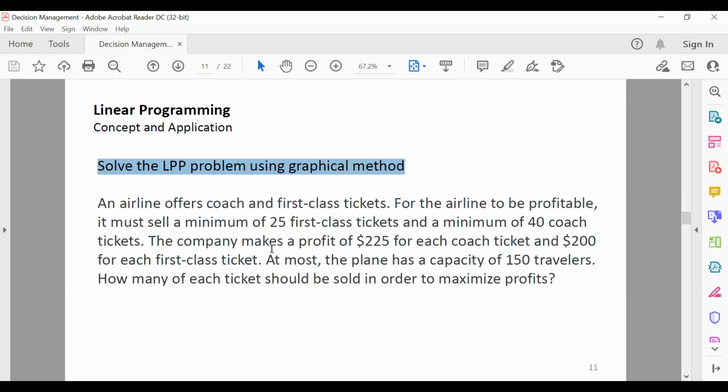How many of each ticket should be sold in order to maximize profit? The moment you see maximize profit, the objective is to maximize the profit, which comes back to that sentence where we read the profit of $225 for each coach ticket and $200 for each first class ticket.